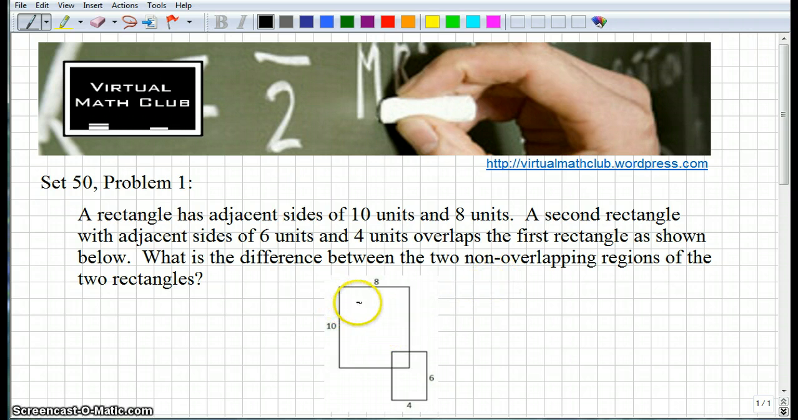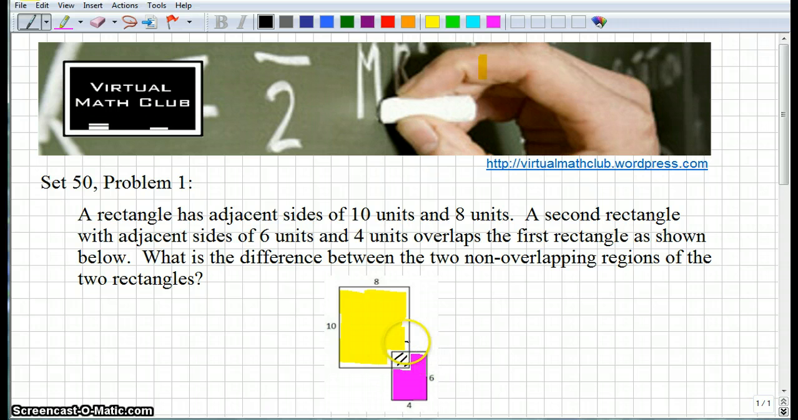Okay, so the non-overlapping regions, I can use a highlighter here and show them. So the non-overlapping regions are this part here. Pretend I've actually got this whole thing highlighted, and the other non-overlapping region would be this part here. Okay, so those are the two non-overlapping regions, and we're asked to find the difference between those two. This part here would be the overlapping region.